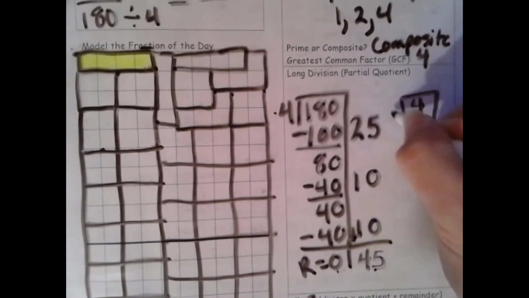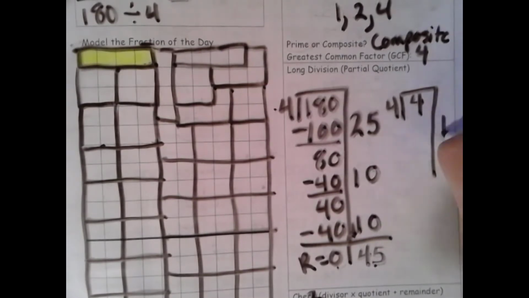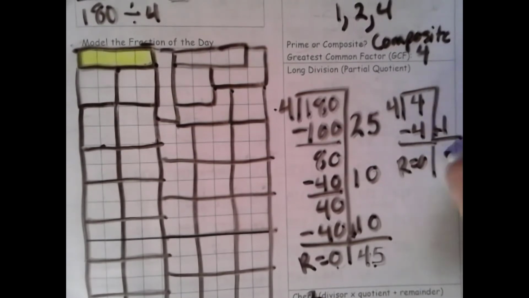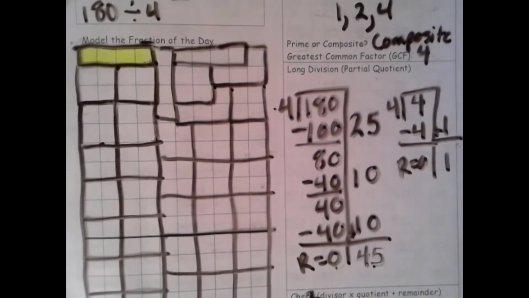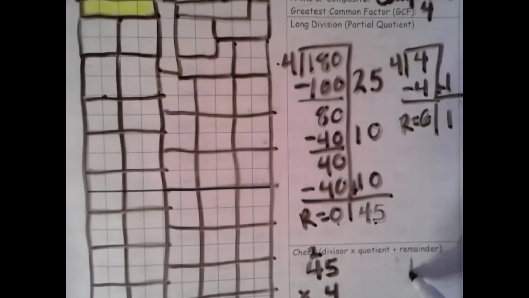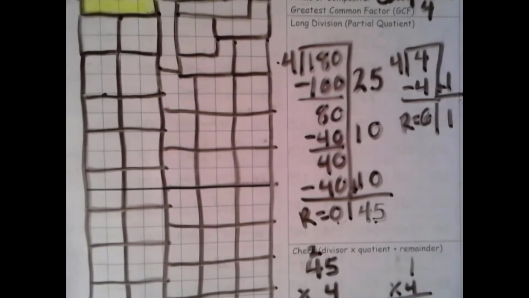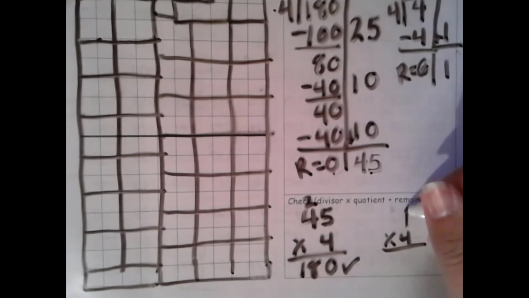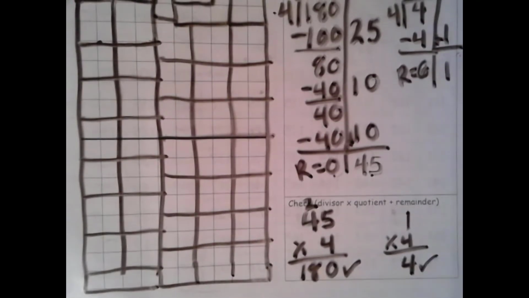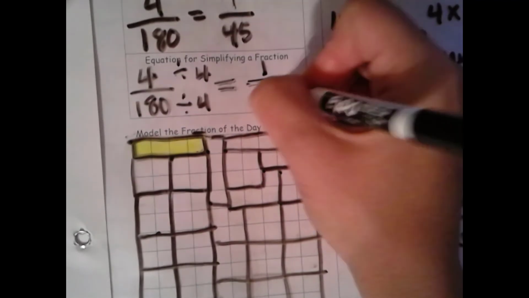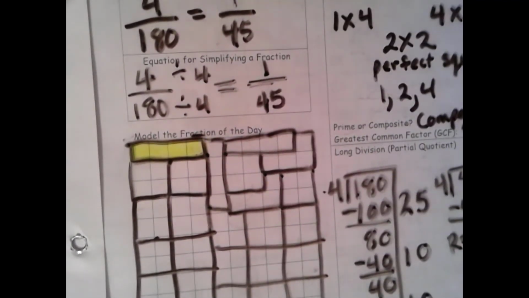Okay, and now 4 divided by 4. Well, 4 times 1 is 4. Numbers the same, zeros the same. So our quotient is 1. Now we check divisor times quotient plus remainder, but our remainder is still 0, so that identity property of addition, it'll stay the same. And this is actually the identity property of multiplication. When you multiply by 1, it stays the same. 4 times 1 is 4. Check. So our numerator is definitely 1 and our denominator is definitely 45. We proved it 2 different ways.